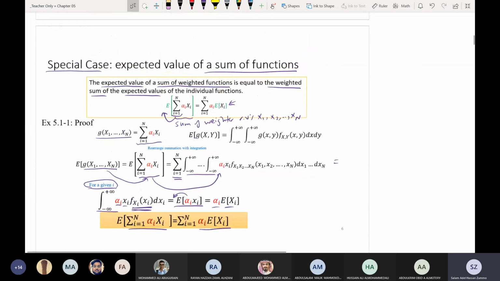Basically, this comes straightforward from the concept. It's a direct result. Those of you who would like just the simplicity: this is a direct result of the linearity of the expected value. Simply because it's linear, I can take the summation outside.